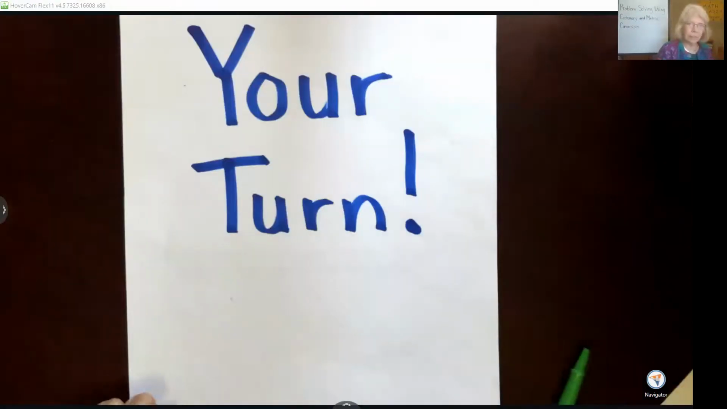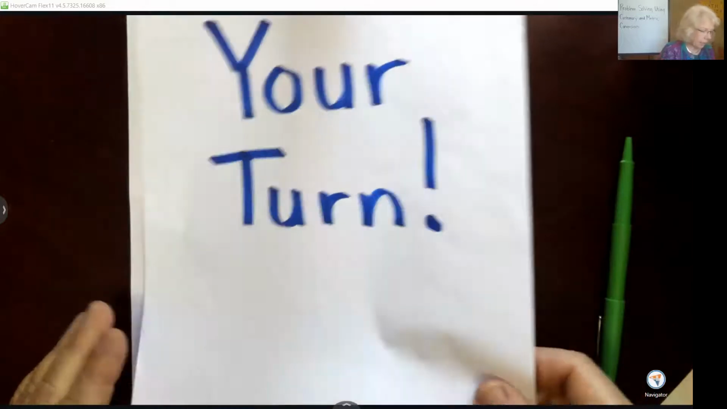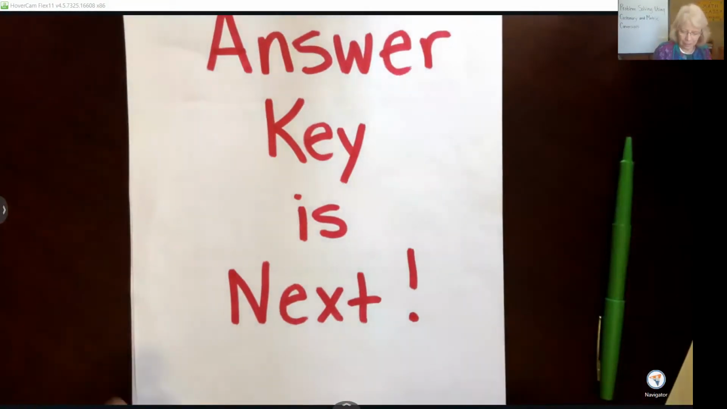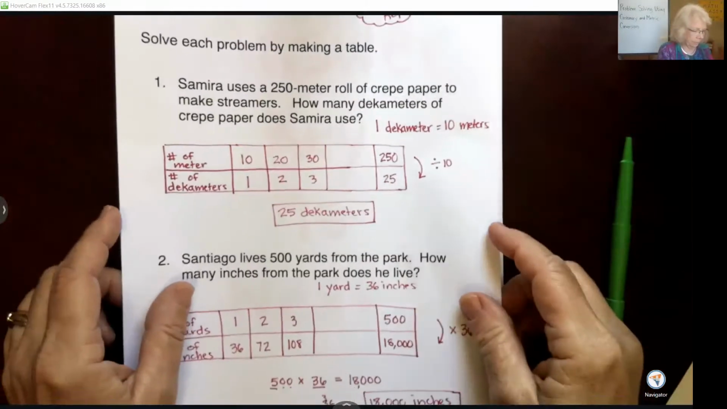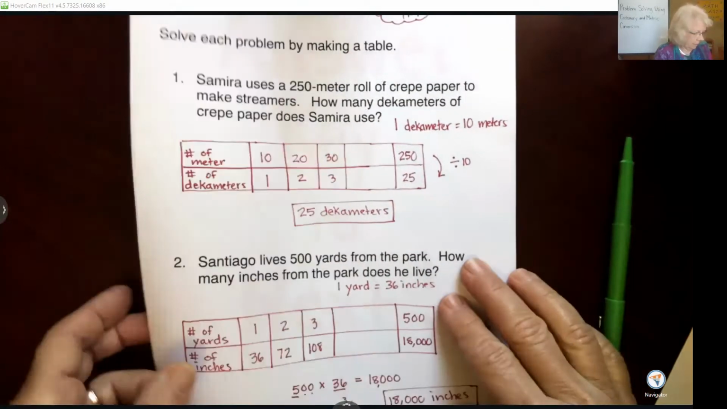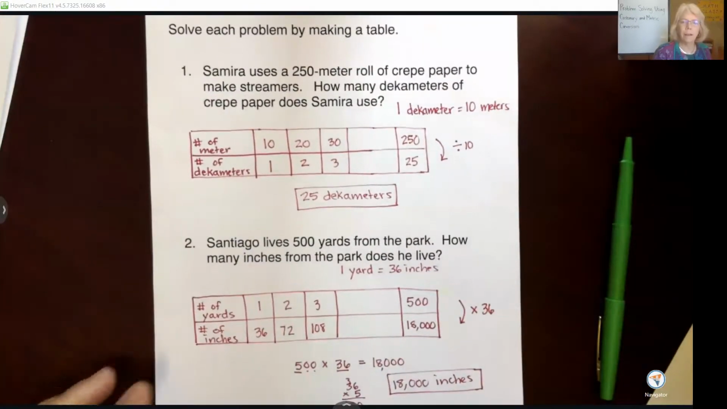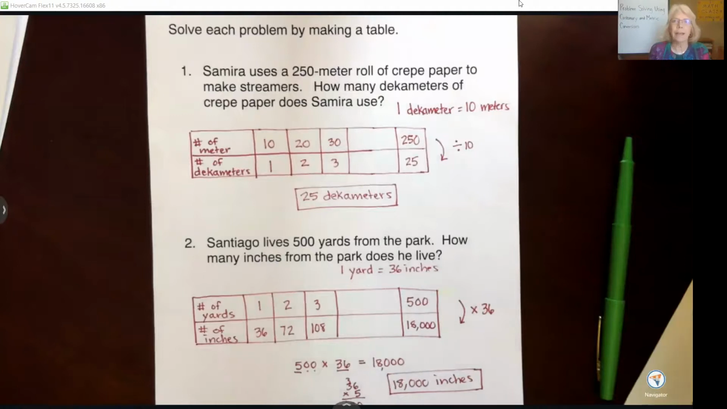Okay, back, your turn. This is where you pause the video and work out these problems as best you can. Please give it a try, because you never learn just by watching. You have to be doing math to learn it. And next is going to come your answer key, and here it comes. There we go. So hopefully you got some of that on your own.